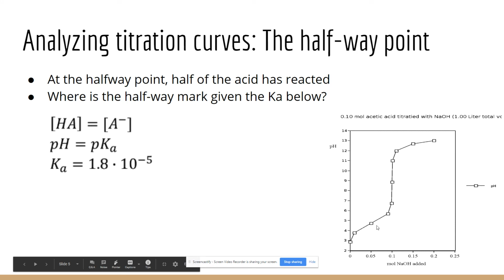So this occurs when HA is equal to A minus. I've effectively gotten rid of half of my HA. And at this point, the pH is equal to the pKa.